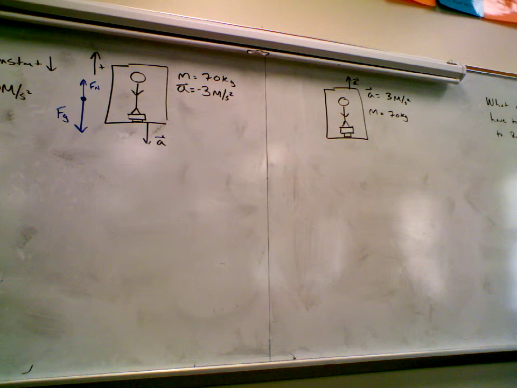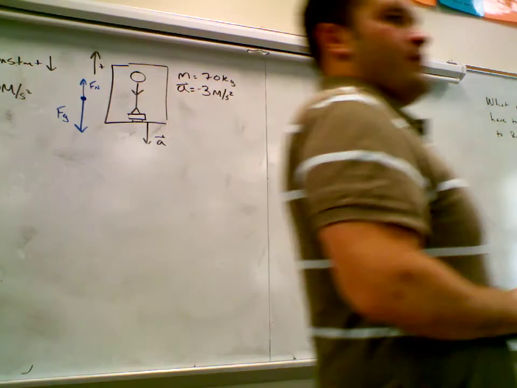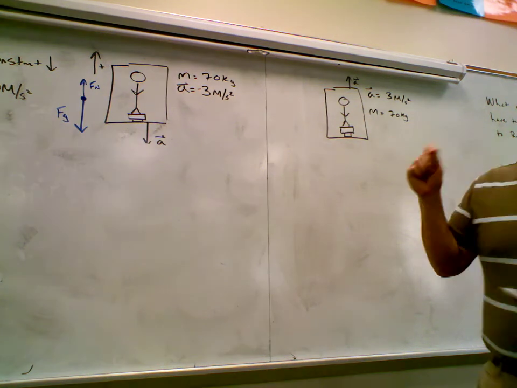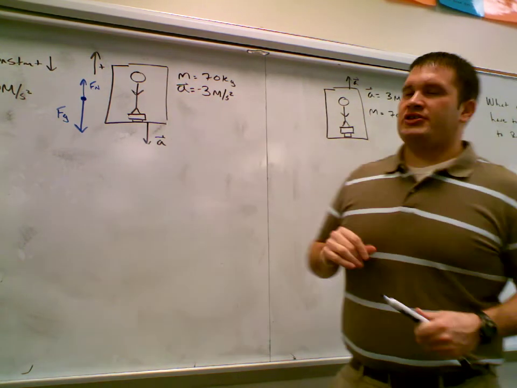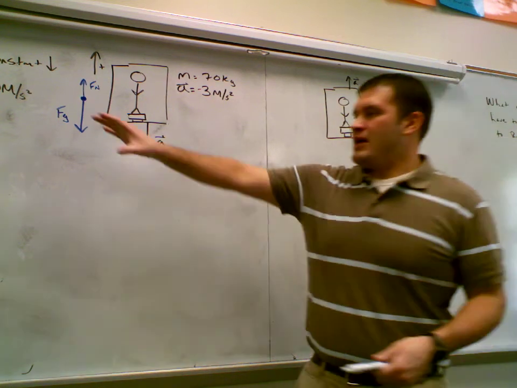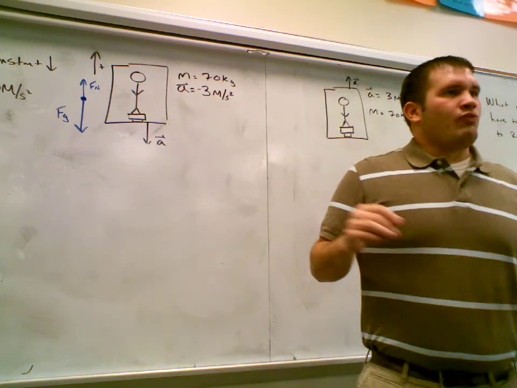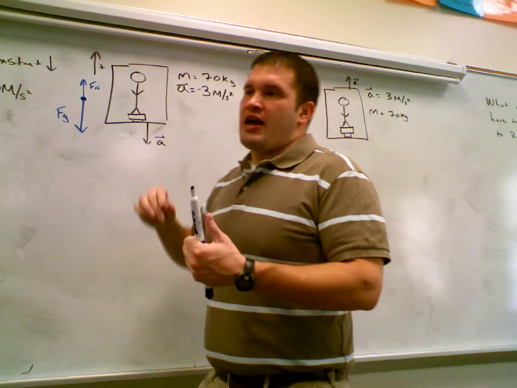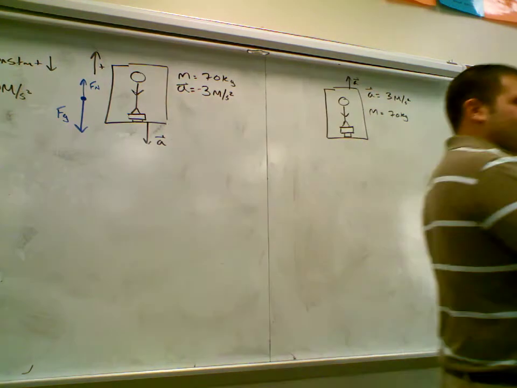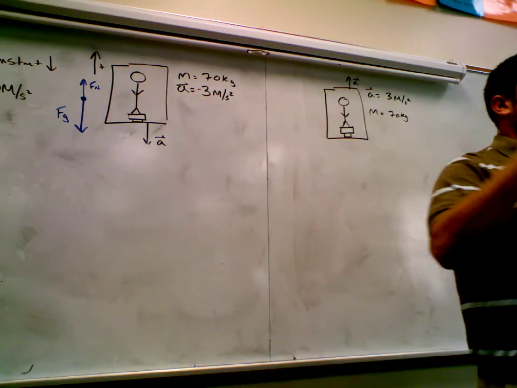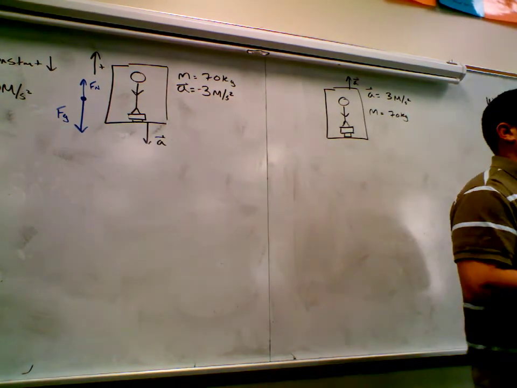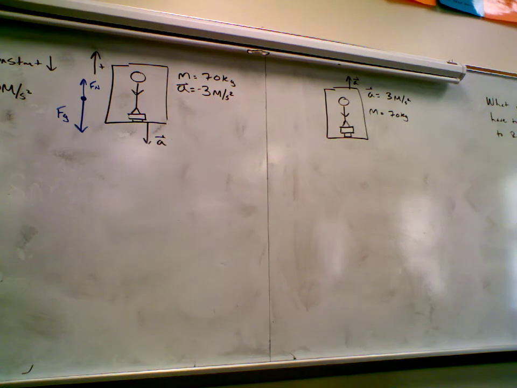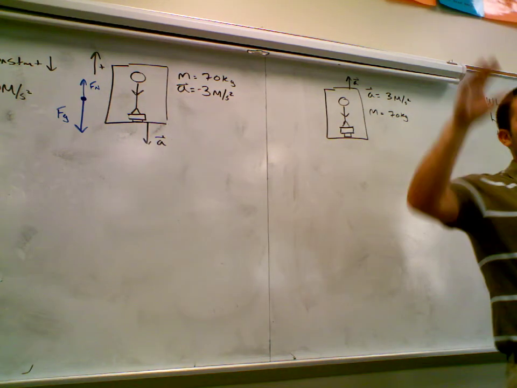Okay, let's make a prediction here. Previously, the scale read 686 newtons, right? So how would you guys predict the scale to read now? Don't shout it out. Okay? Take a look at the picture, analyze the situation. Maybe look at your previous work. What would you expect the scale to read now? Would it be 686? Would it be more than 686? Would it be less than 686? Okay, don't shout it out. Just wait a second. We're going to vote.